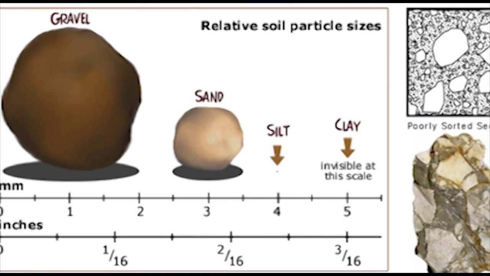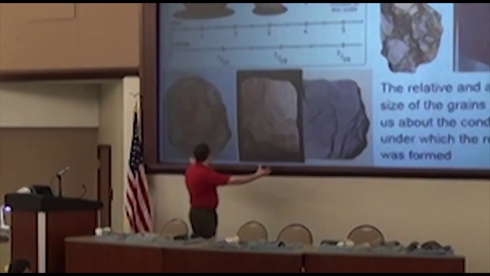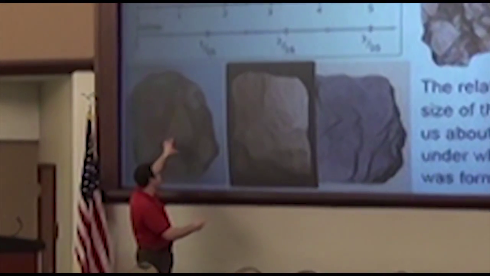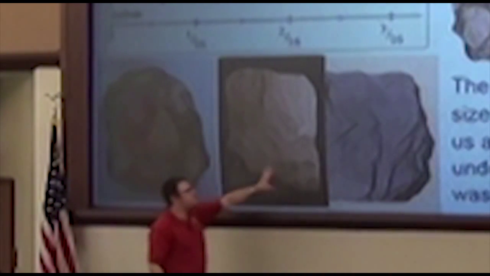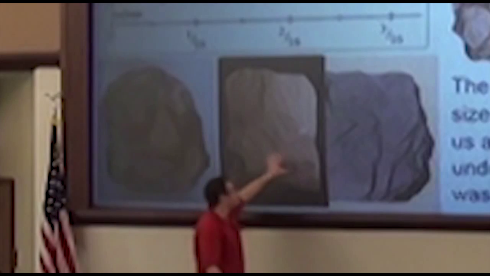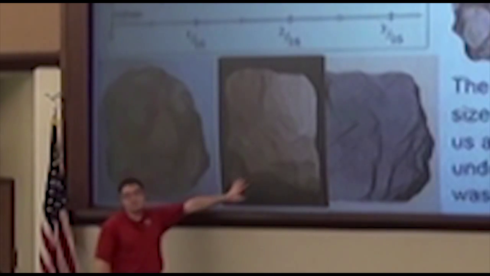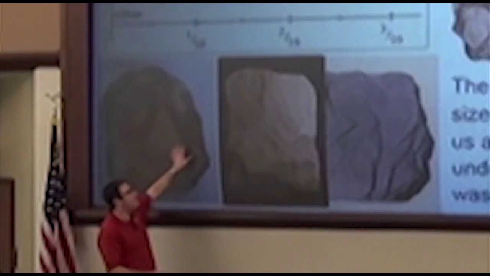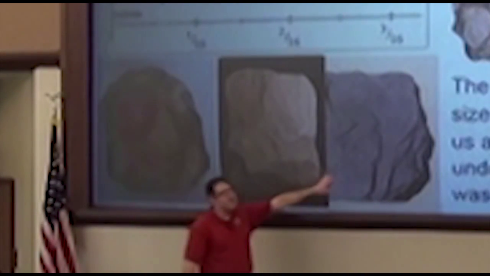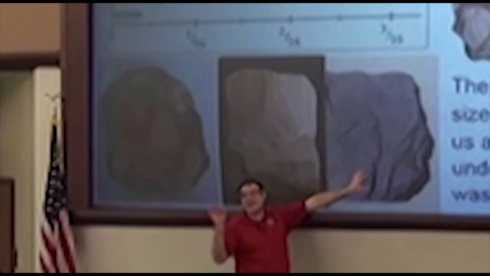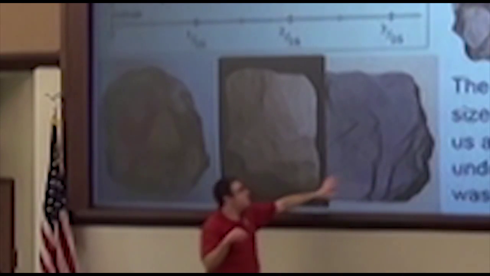So that's the sizes of samples. The biggest in our kit is going to be conglomerate. The smallest is going to be shale. In the middle falls sandstone, because they're definitely smaller than in the conglomerate, but you can still see them if you look really close. In the shale, you need a microscope to see how tiny those little pieces are, right?